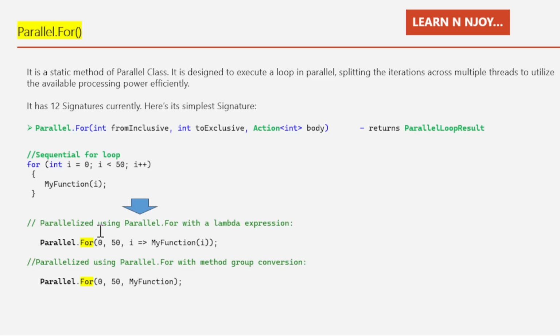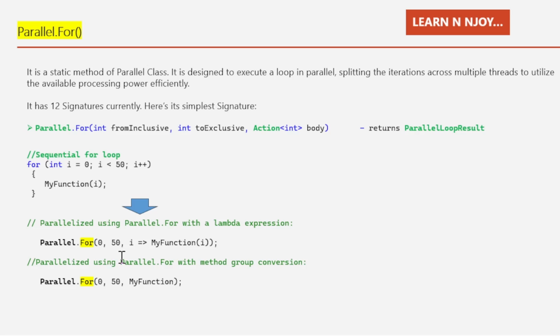Now, let's parallelize using Parallel.For with a lambda expression. I have written Parallel.For(0, 50, i => MyFunction(i)). Here Parallel.For is a method provided by the Parallel class in C#, right? It initiates a parallel loop. So what is the loop range over here?